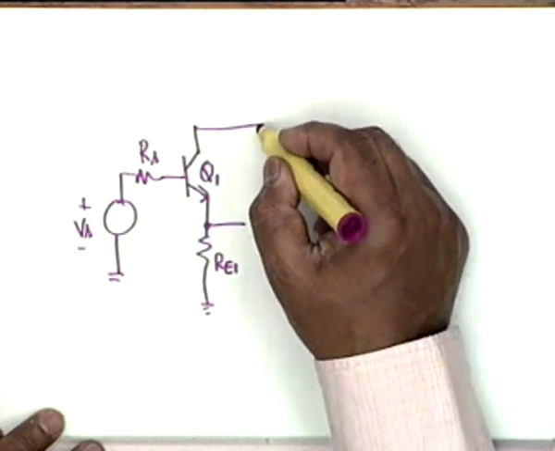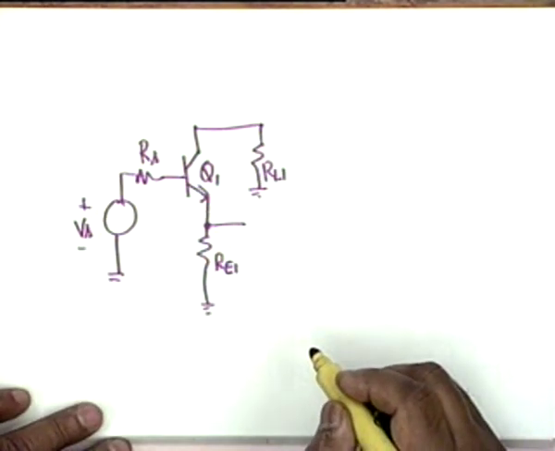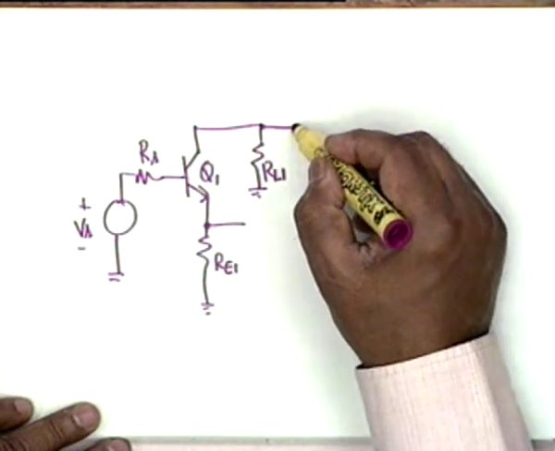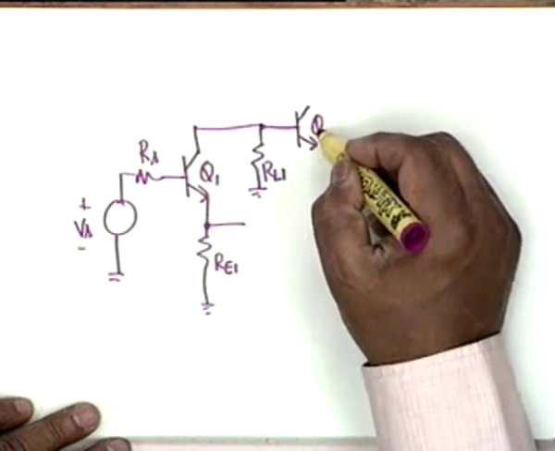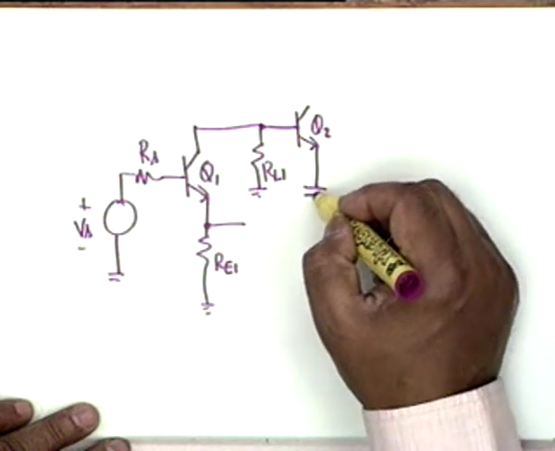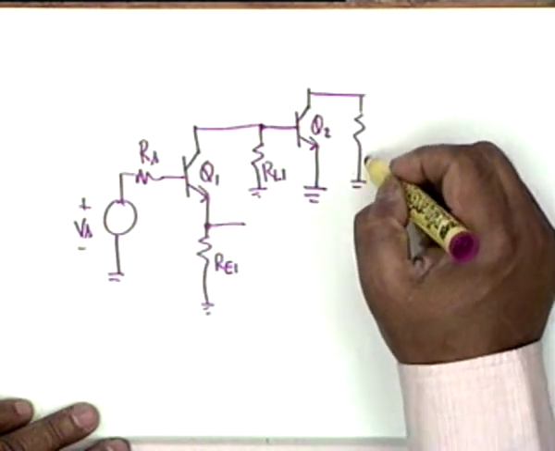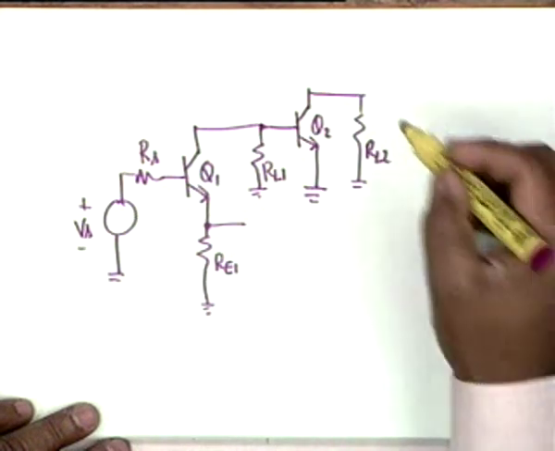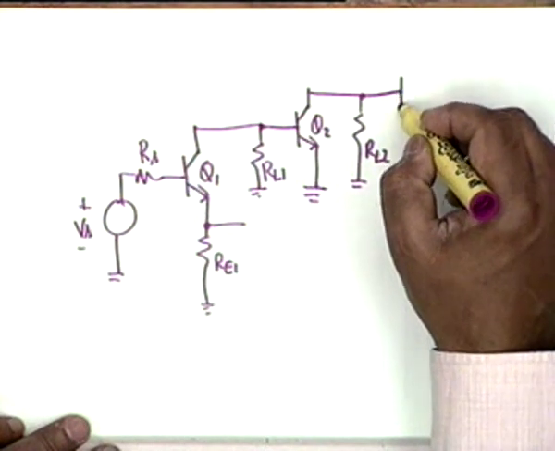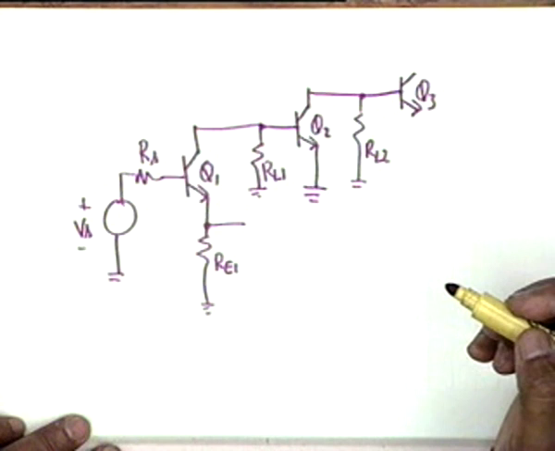I am not showing the biasing circuits, this is a load of RL1. The amplified voltage is applied to the base of the second transistor Q2, whose emitter is grounded, it is a common emitter. The load of the second stage is RL2, and this voltage is used to drive the base of the third transistor Q3.